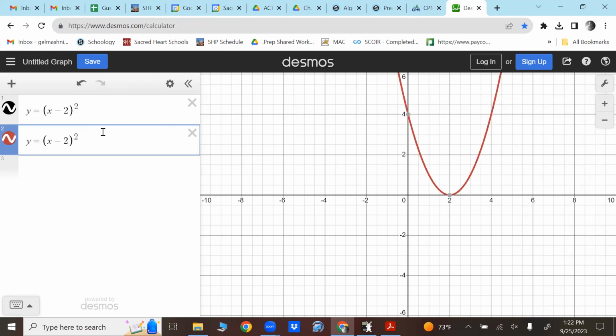But what if I put something to the left here? What if I put 2? Did the vertex stay the same? Yes. Did it open up? Yes. Is it the same graph? No, which is what we're trying to do. Or what if I did like 0.5?